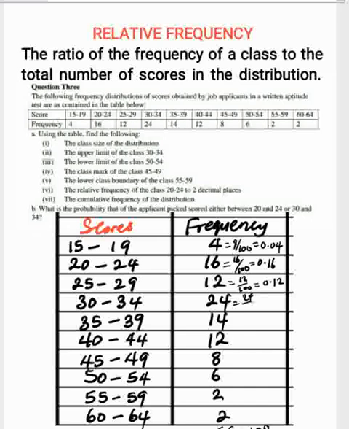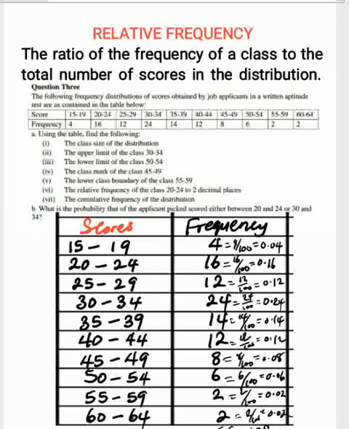For this, we have 24 over 100 to be 0.24. For this, 14 over 100, which is 0.14. For this, 12 over 100, 0.12. 8 over 100 equal to 0.08. And then we have 6 over 100 to be equal to 0.06. 2 over 100, 0.02. And then 2 over 100, the same thing, 0.02. So this is how to determine the relative frequency of any particular class.